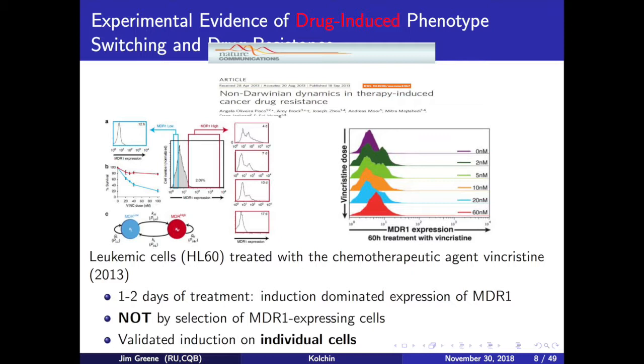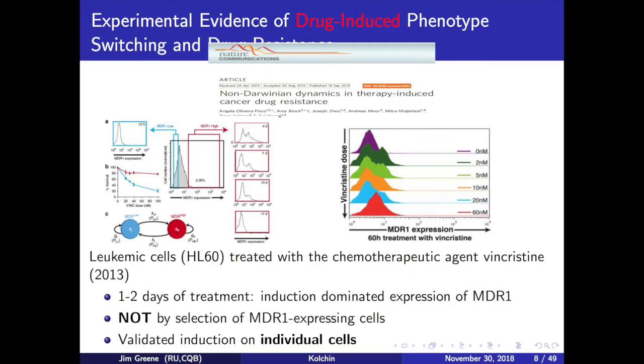It could still be selection. That's a non-trivial question because you could just have fast changes and then selecting very fast, but they actually validated induction on individual cells. So they're essentially watching individual cells change state. So they really are seeing not selection, but induction. Again, this is, I would say, one of the more rigorous examples of how this works.